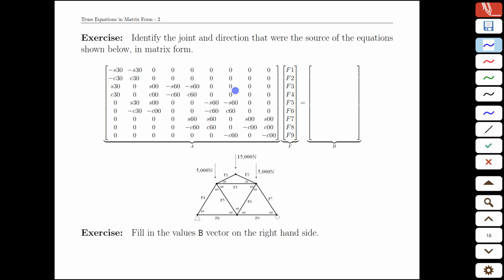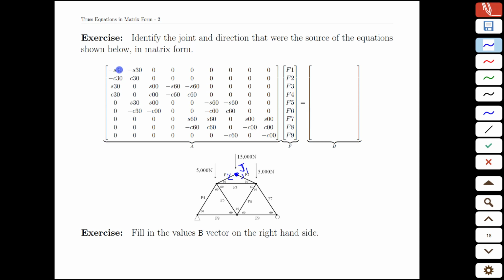When we look at this system of equations written out in matrix form, we can tie it back directly to the structure that we began with. For example, if we look at joint 1, and joint 1 we'll call this the top joint here, and we look at the forces that are acting on it, beam 1 and beam 2 affect that joint, and there's also a negative 15,000 Newton force acting downwards on that joint. How is that represented in our matrix?